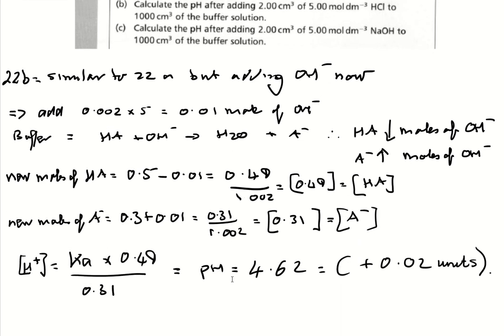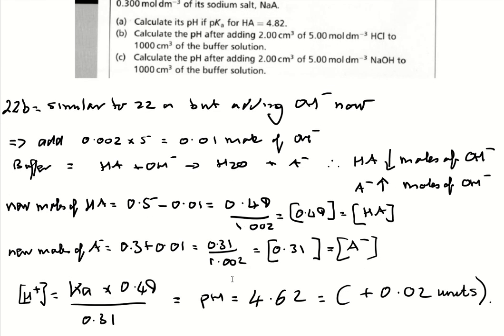So we have exactly the same calculation here, but this time we're adding alkali to it, and it's kind of the equal but opposite effect. So again, remember, we're adding hydroxide ions to it in part C of the question. Okay, 2 cubic centimeters, 5 molar hydroxide ions. That means we're adding 0.01 moles of hydroxide ions to my buffer.